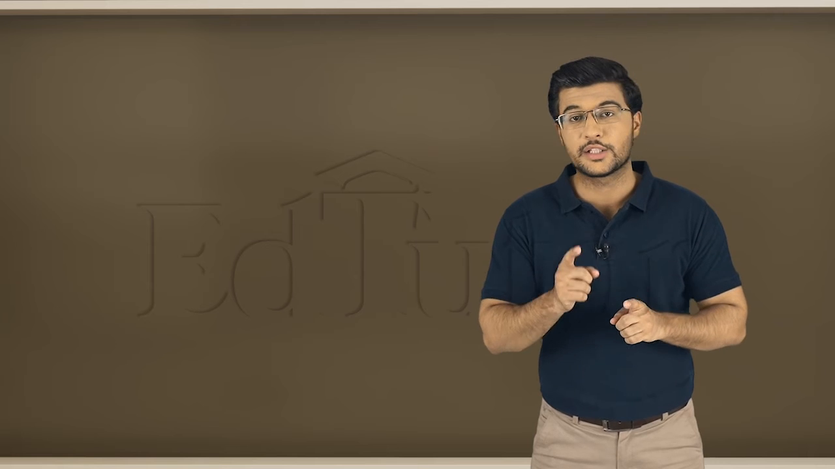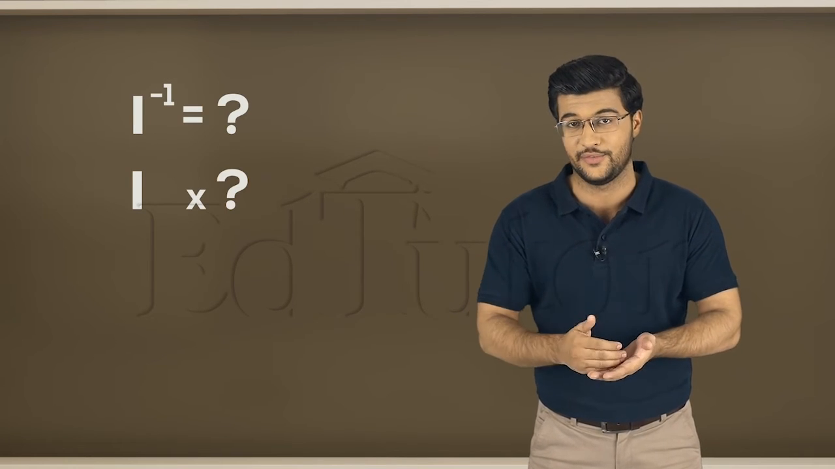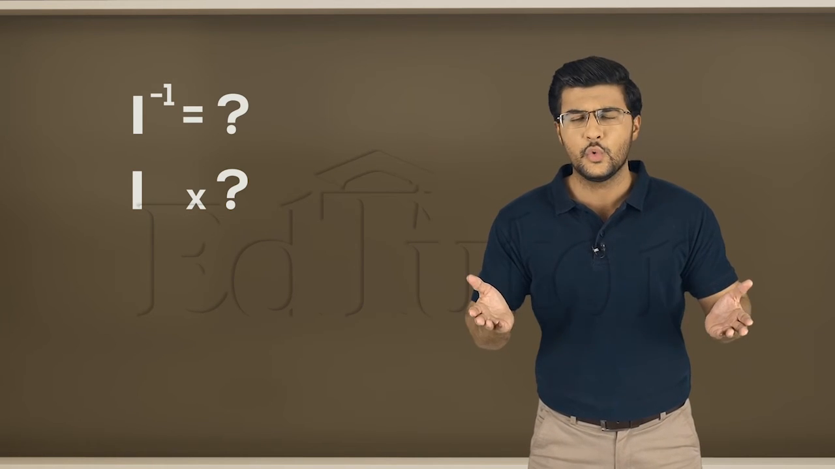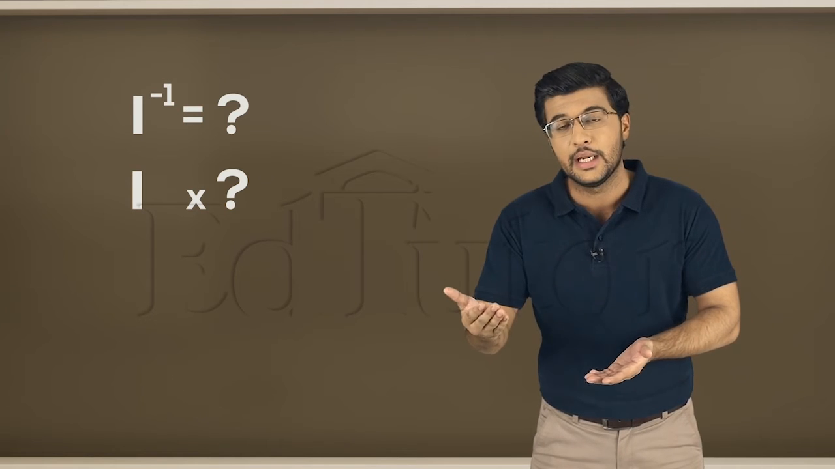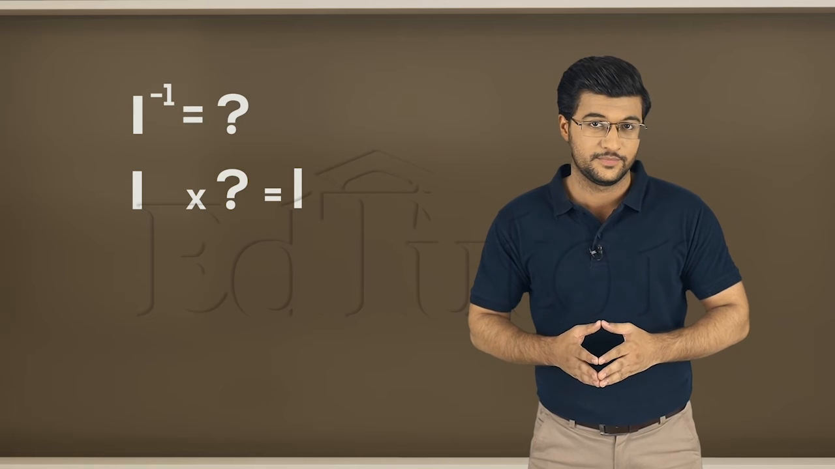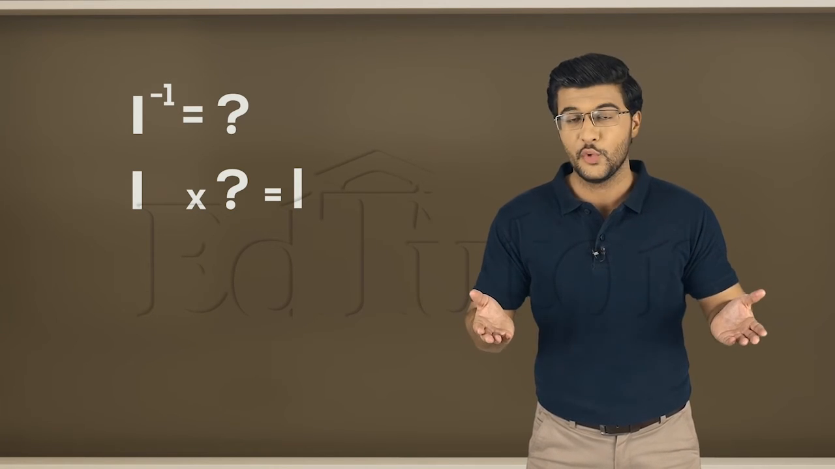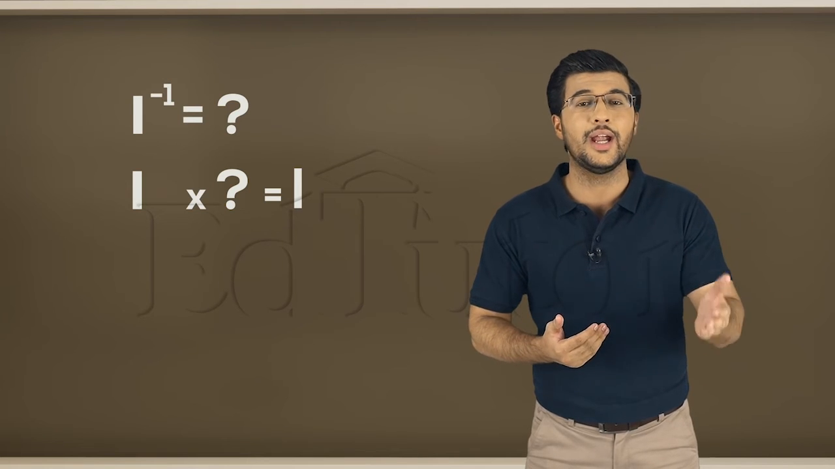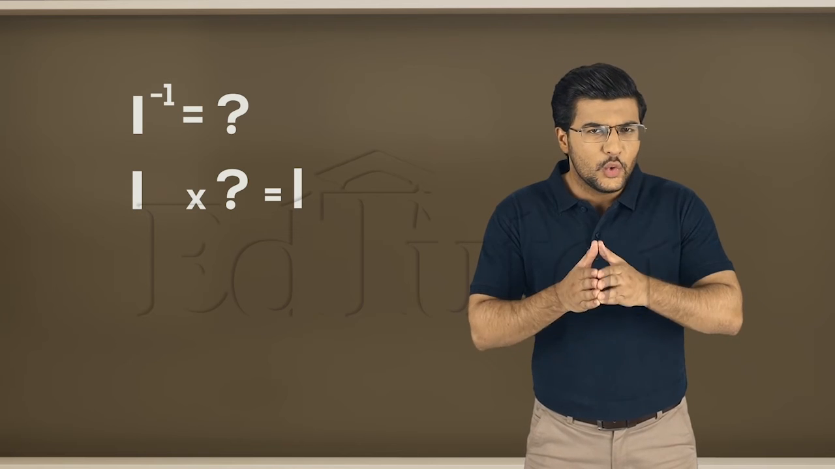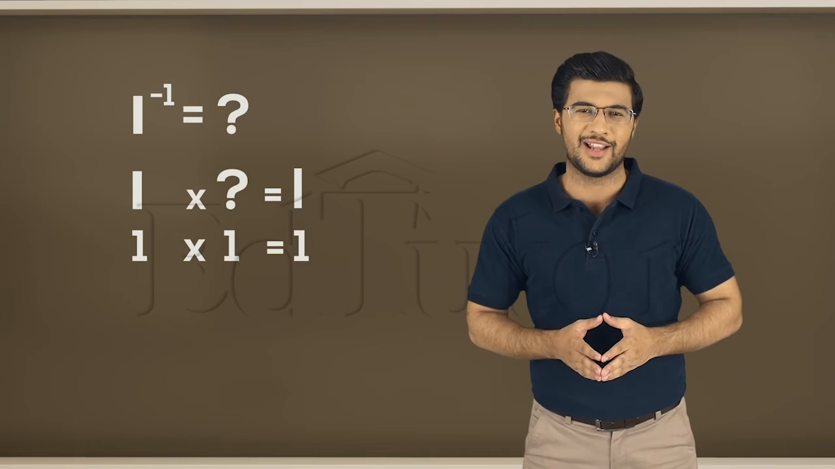Now, let me ask you this. What's the inverse of an identity matrix itself? Okay, let me put it this way. What should we multiply with identity or unit matrix I to get I again? You can answer this by asking yourself, what should I multiply with 1 to get 1 again? See, it's that easy. The only number you can multiply by 1 to get 1 in return is 1 itself.